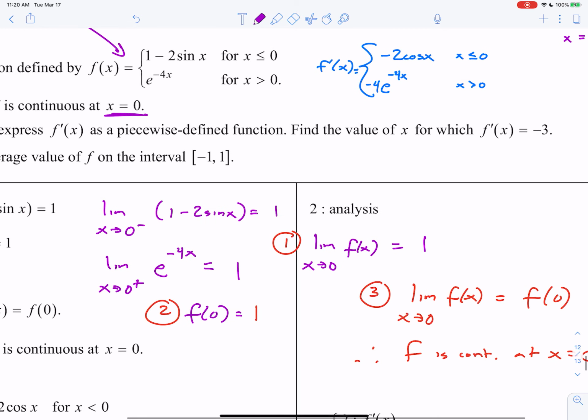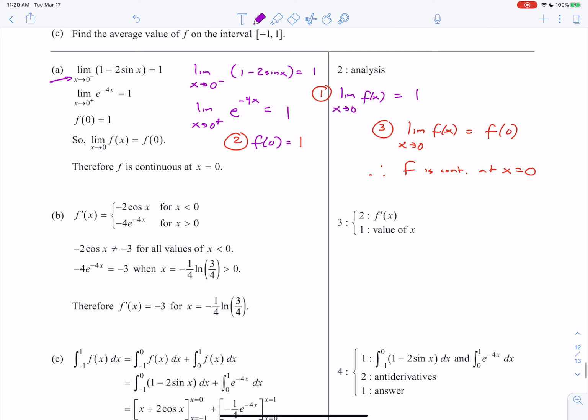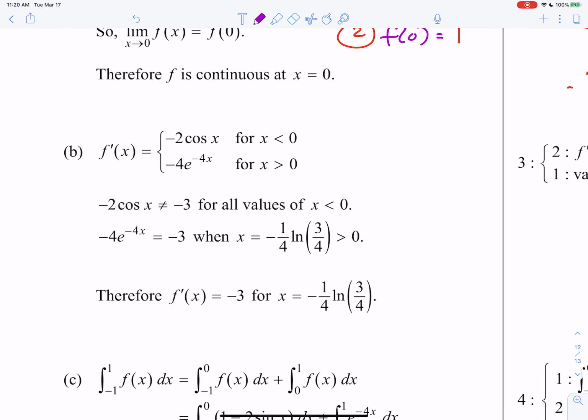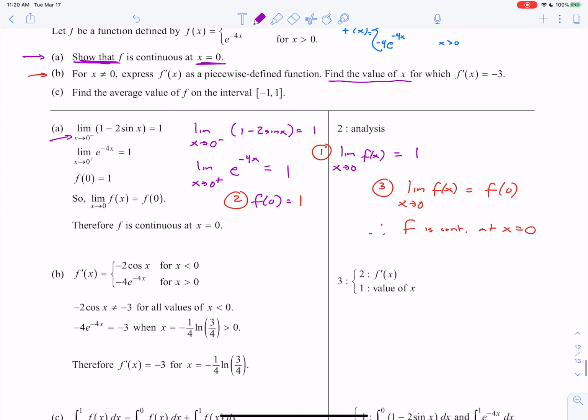So there you go. We found the x value where the derivative comes out to negative 3. And notice how it matches up with the scoring guideline as well. Okay? Pretty straightforward. A lot of analytical, not too much graphical or numerical there.